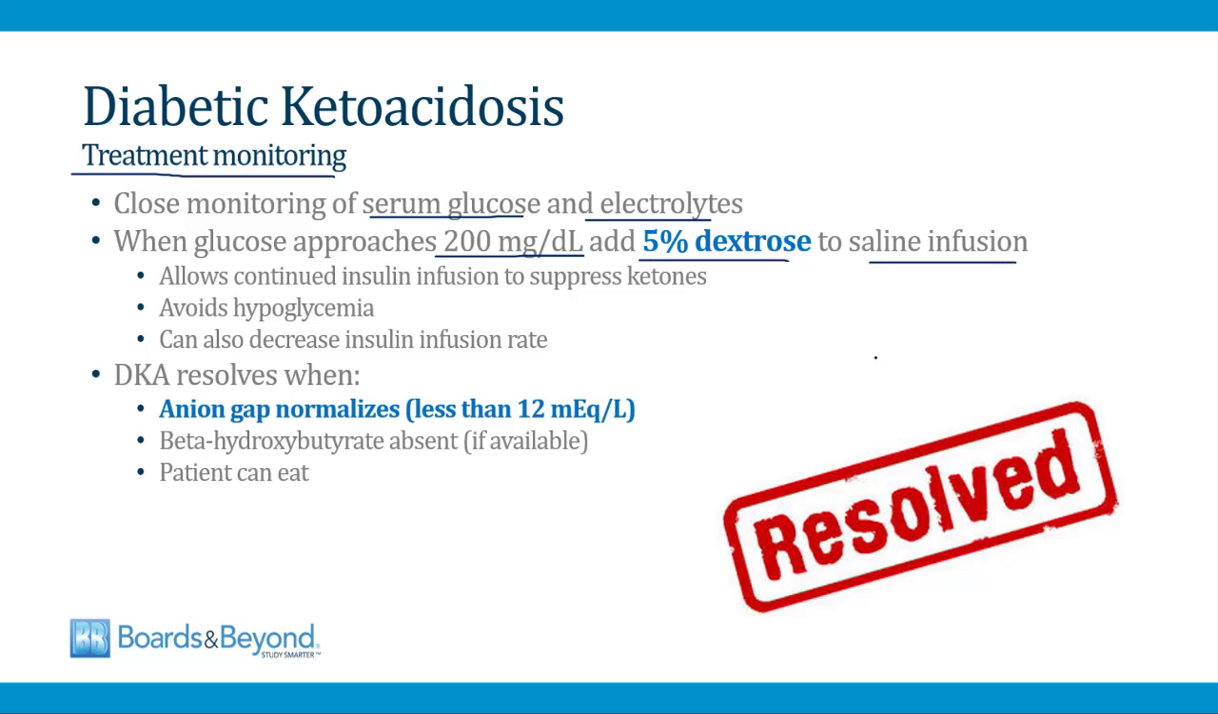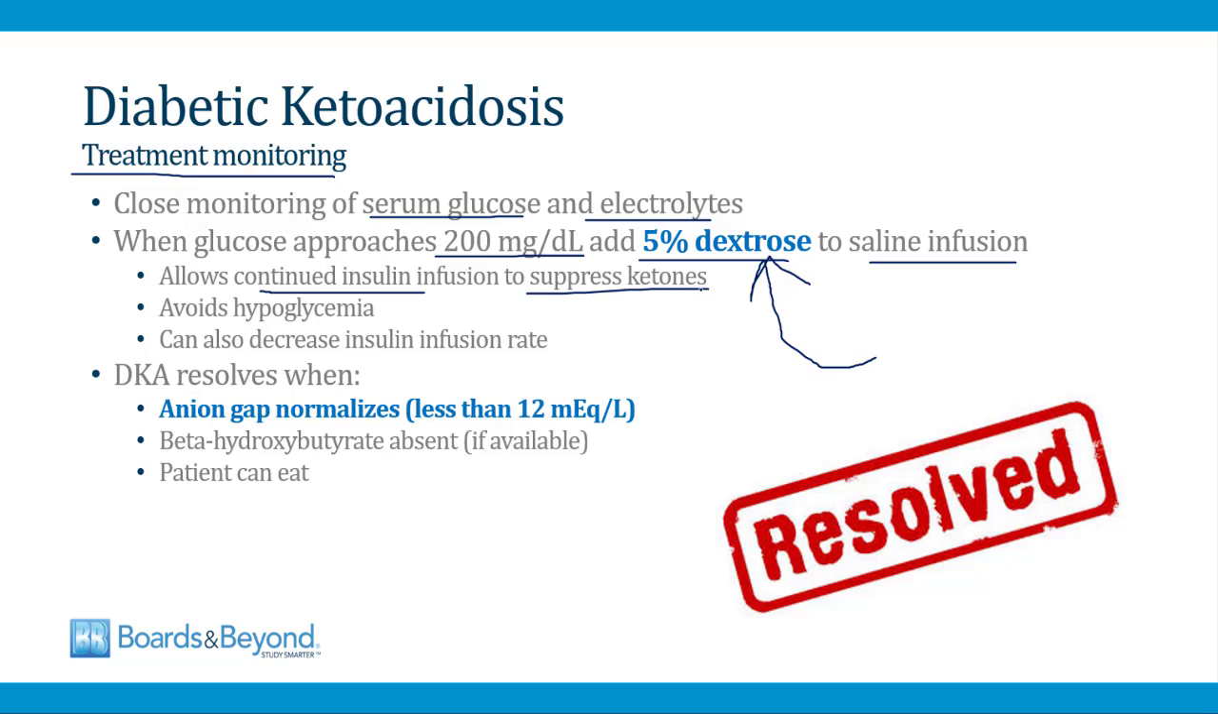Dextrose is a version of glucose, and you're probably thinking, why would you want to add glucose to the infusion in a patient with DKA who has hyperglycemia? But the reason this is necessary is because it allows you to continue the insulin infusion to suppress the production of ketones from the liver.